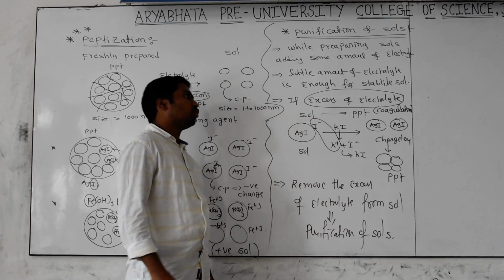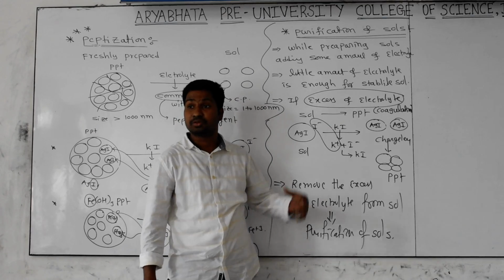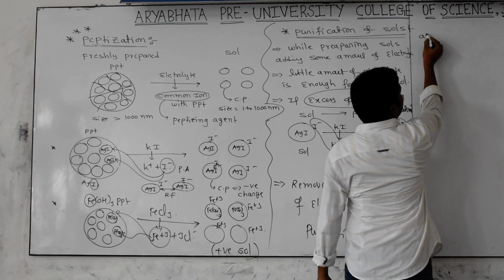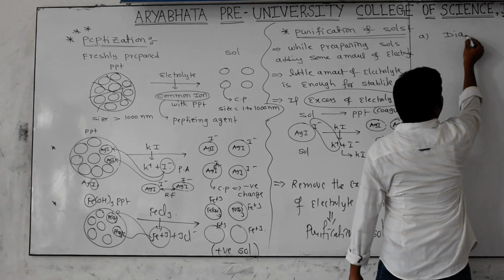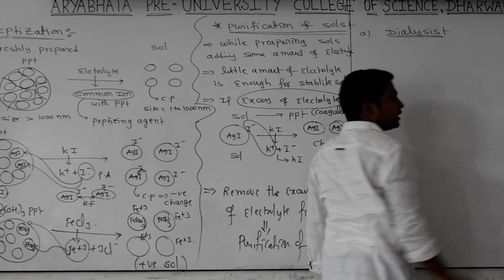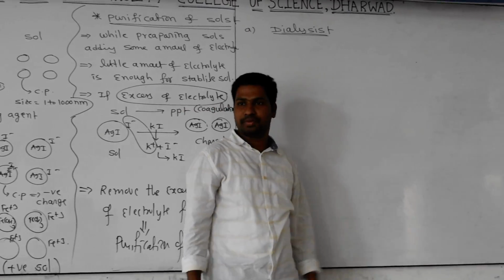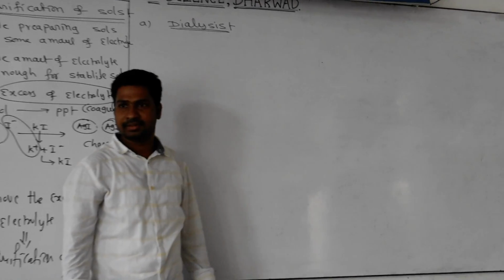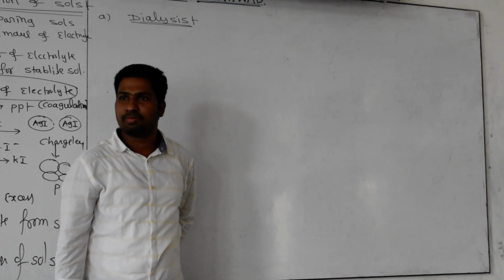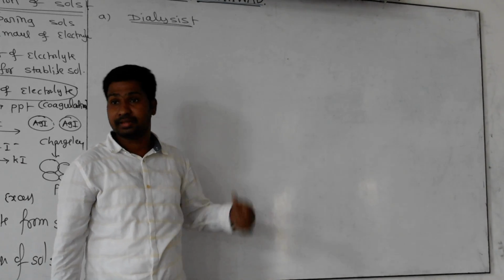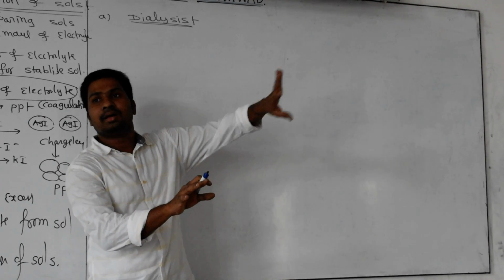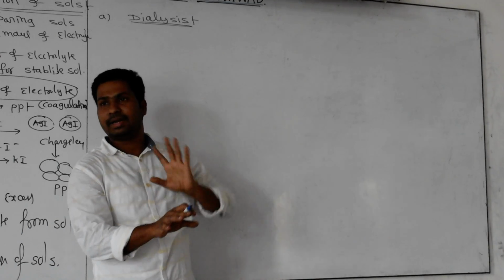Now we have so many techniques to purify the sols, meaning to remove the excess of electrolyte from the sols. Under this, the first one is dialysis. I think in biology you have some idea regarding this word. Dialysis is nothing but filtration, one type of filtration to remove waste materials. Generally, some people suffer with kidney problems. They regularly go for dialysis treatment, meaning indirectly by using some techniques they are removing the waste materials. It is nothing but one type of filtration.